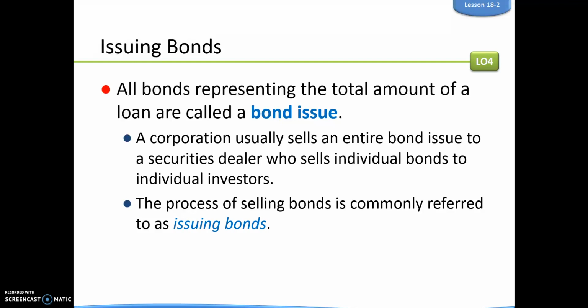So this process of selling bonds is commonly referred to as issuing bonds. It's unlikely that you're going to find an individual investor who's going to take out the full bond issue. Instead, you're probably going to have multiple investors who are going to end up totaling your entire bond issue.